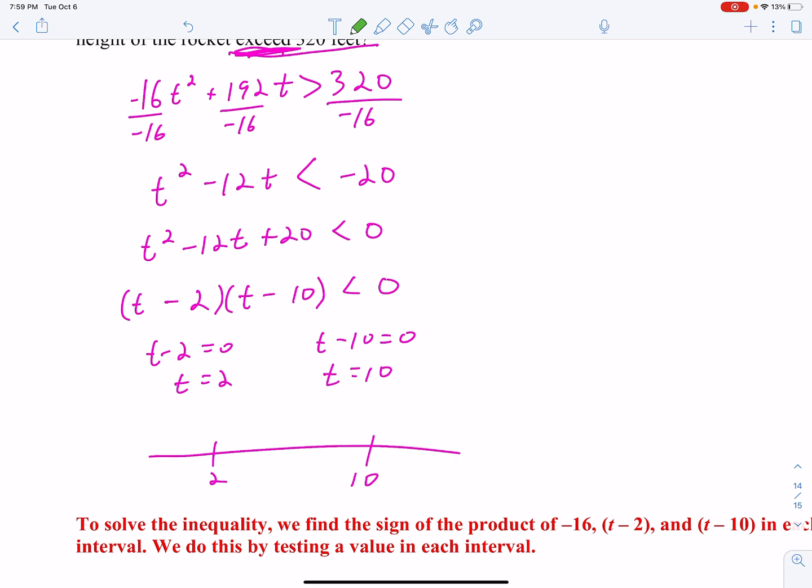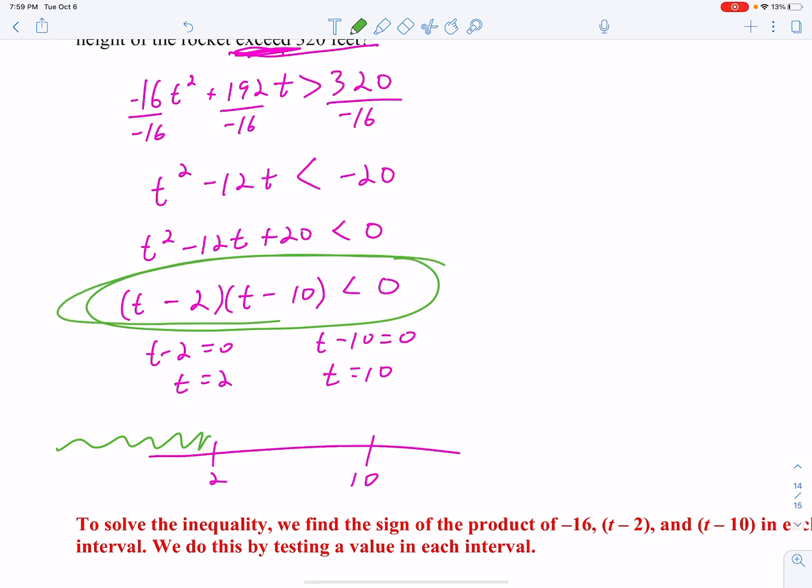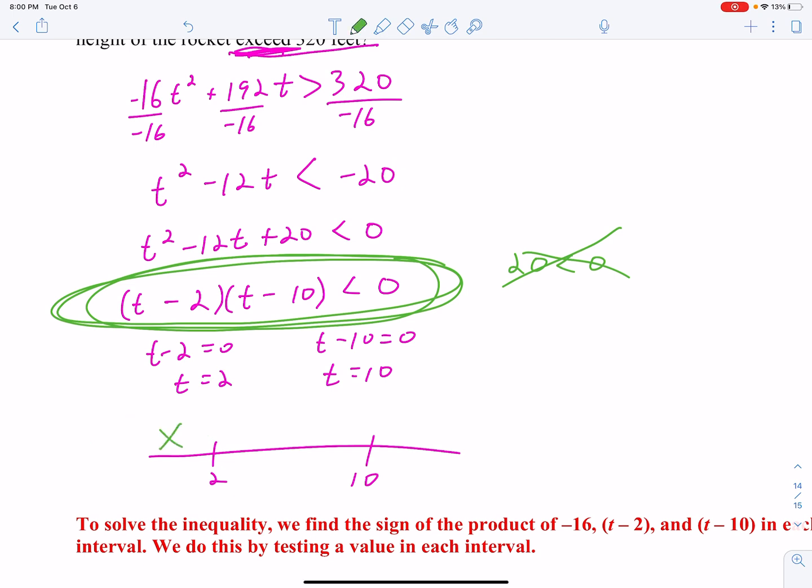Now we need to test those 3 intervals. And it's easiest to test with the factored version here, this inequality. So pick any number in this interval, anything less than 2. Pick an easy number, 0, right? If we plug a 0 in for t, then we get -2 times -10. -2 times -10 is positive 20, right? So we ask ourselves, is 20 less than 0? It is not. So what that tells us is this interval does not work.